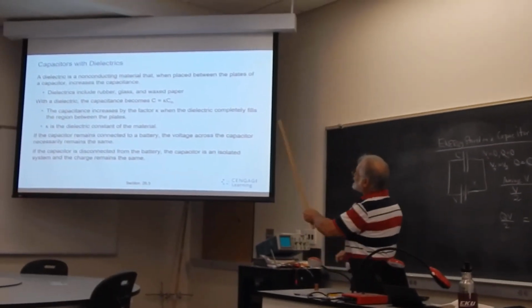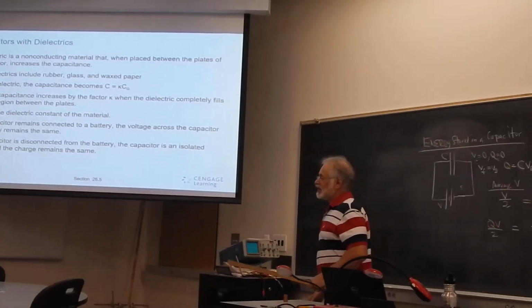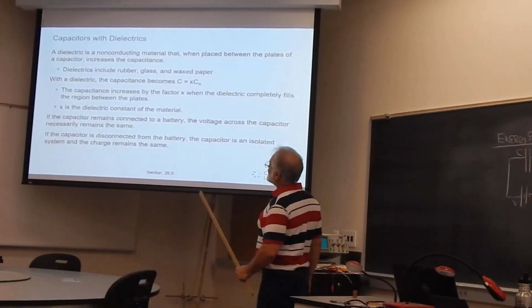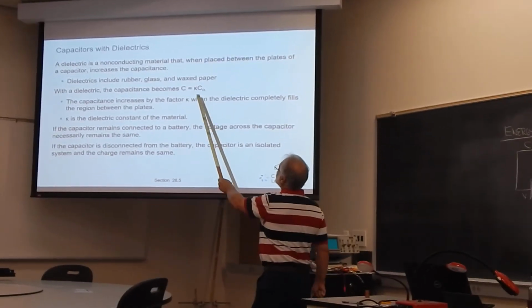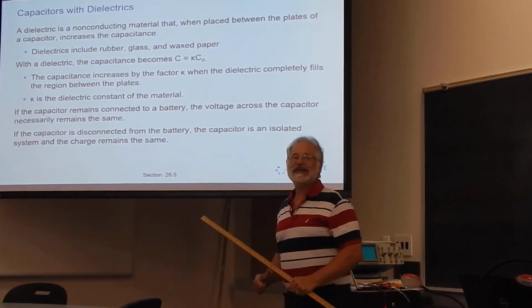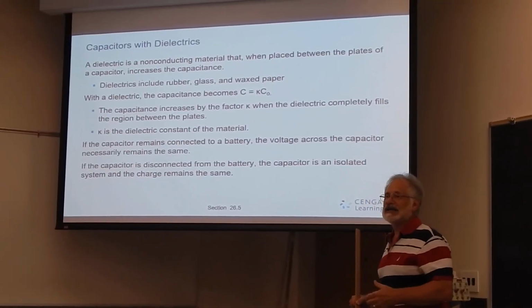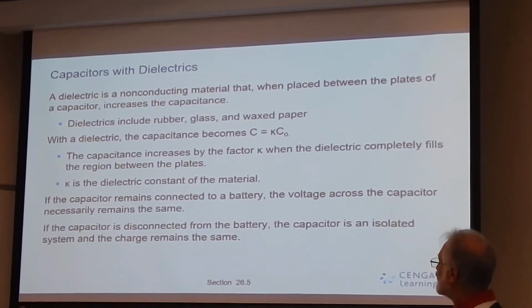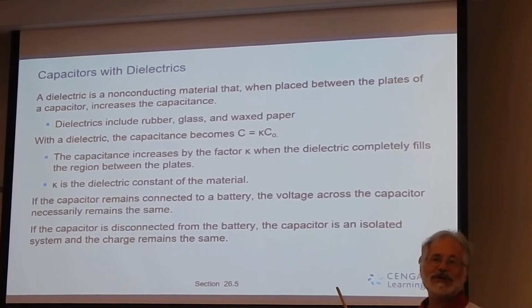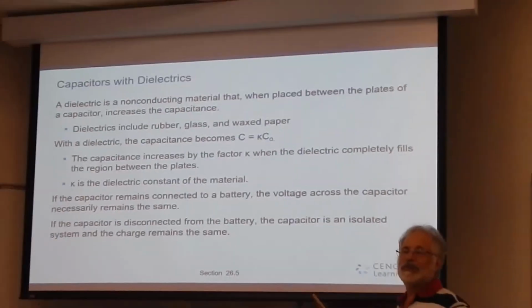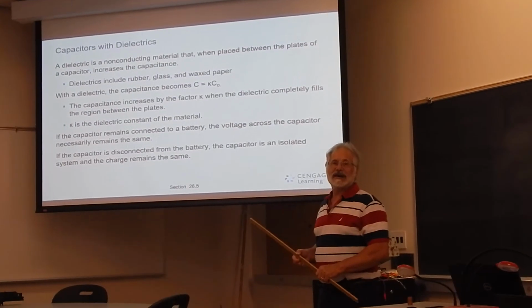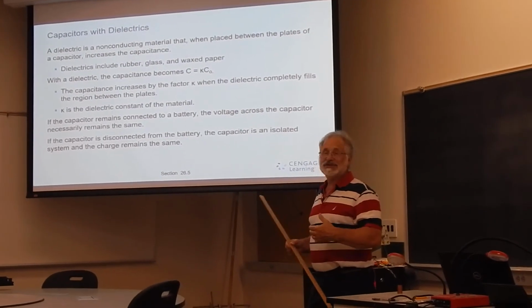When I place that material in between the plates of the capacitor, that will increase the capacitance by a factor of what we call kappa. Kappa is the dielectric constant, and it's particular to whatever material you insert between the plates. Good examples of dielectrics would be mylar, paraffin. There are numerous other examples that we'll talk about. In some capacitors, even oil.